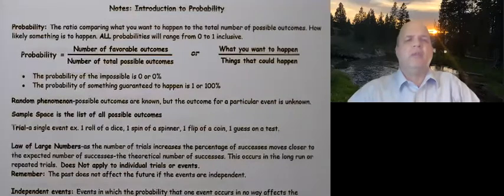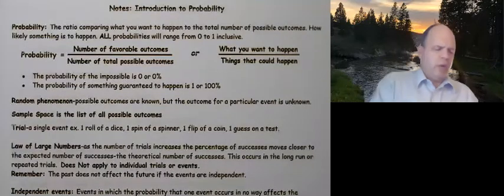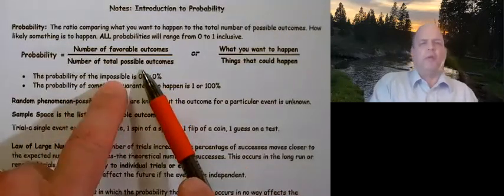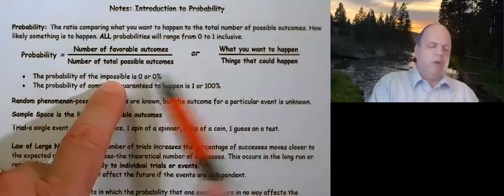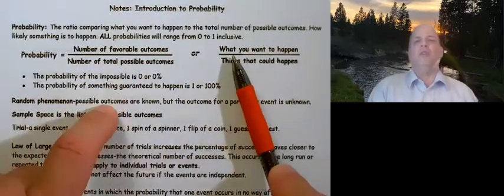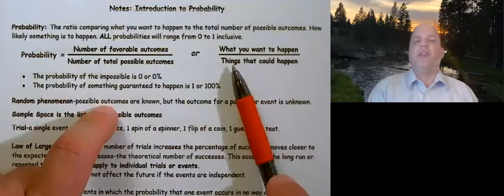So probability is the ratio comparing what you want to happen to the total number of possible things that could happen. So it's your number of favorable outcomes over the number of total possible outcomes. Or sometimes we refer to it as what you want to happen versus the things that could actually happen.